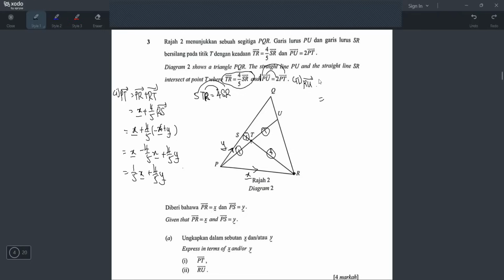Okay, but I feel like I want to do RT, TU. Yeah. But if you want to do RP, PU, can also. You'll get the same answer. Okay, let's do it like this, RT, TU. What would be the RT vector?